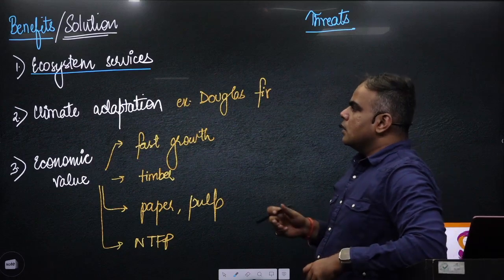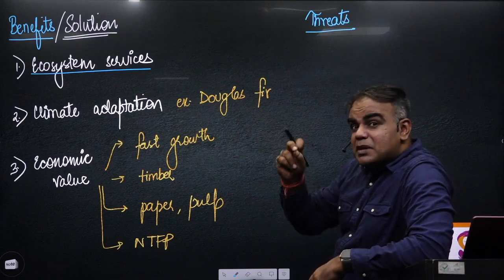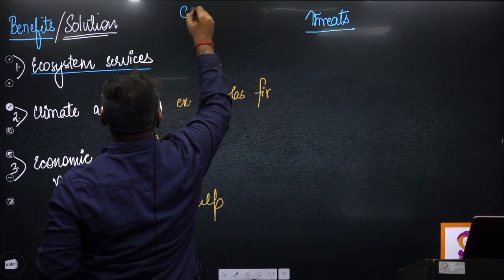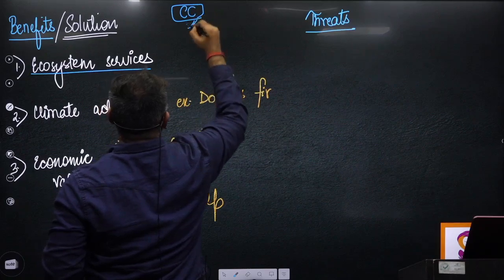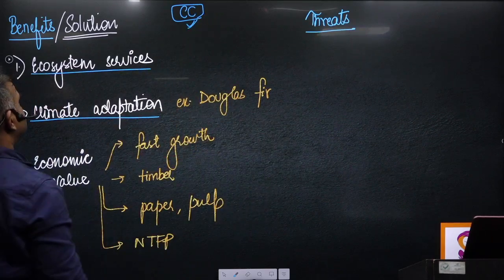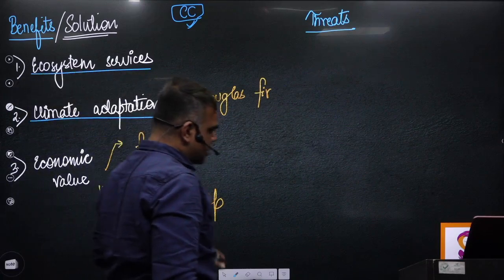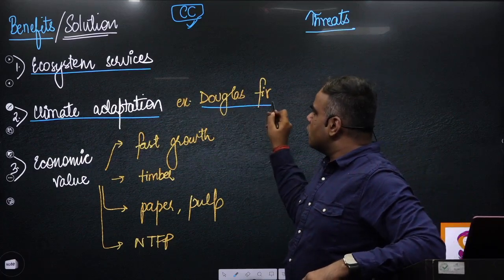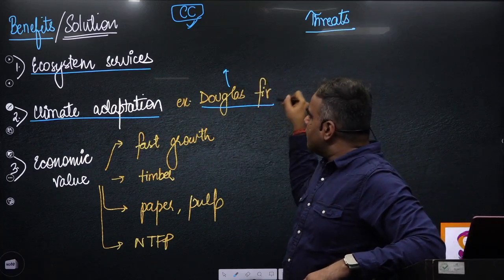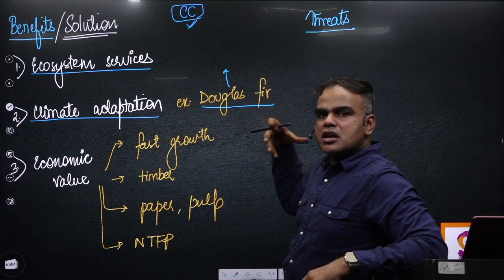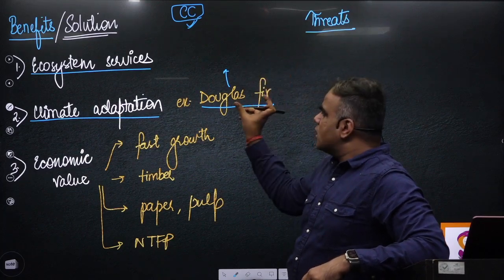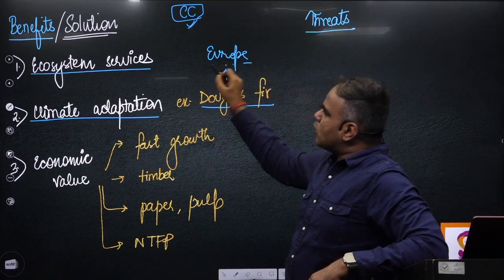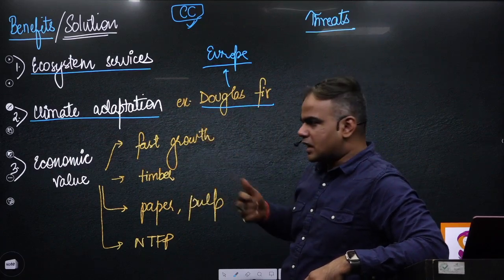Okay, they also help in climate adaptation. Now the question was talking about climate change, so I'll also give you certain points related to climate change. Now there is a specific point related to climate adaptation, that they help in climate adaptation. Right now I'm giving you an example of Douglas fir. Okay, we have read about fir, cher, pine etc. in the higher altitudes. Douglas fir is an example from Europe. So I'll make you write down just one line, but let us continue and discuss this.